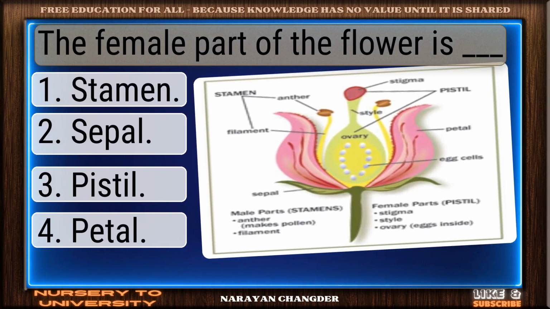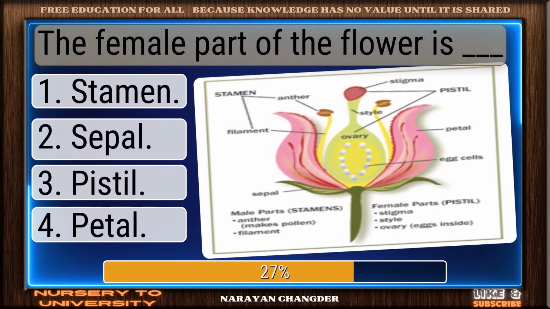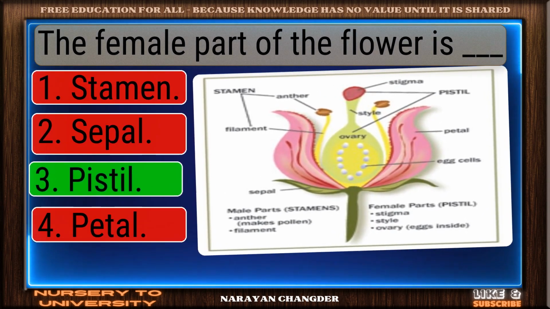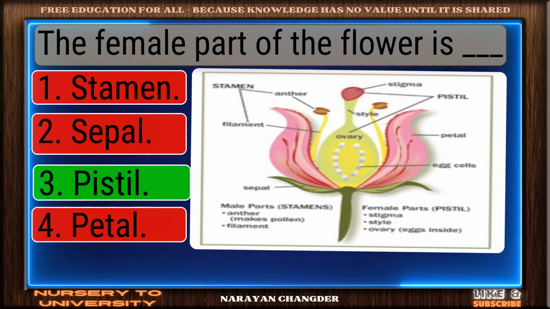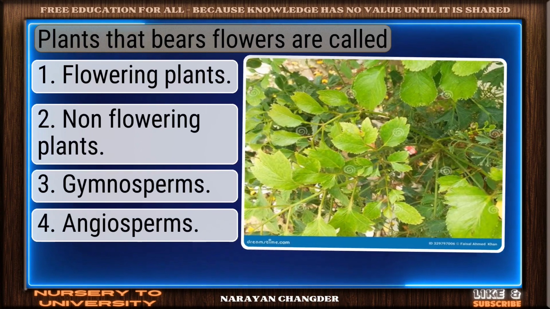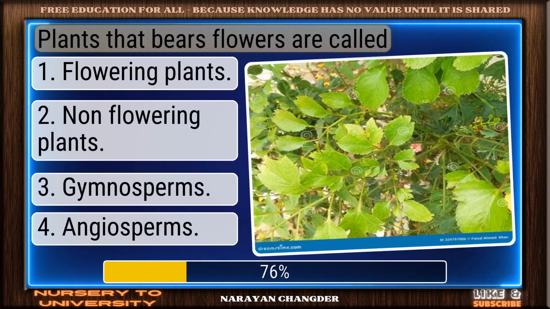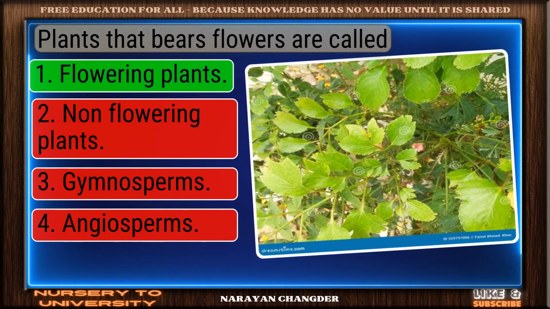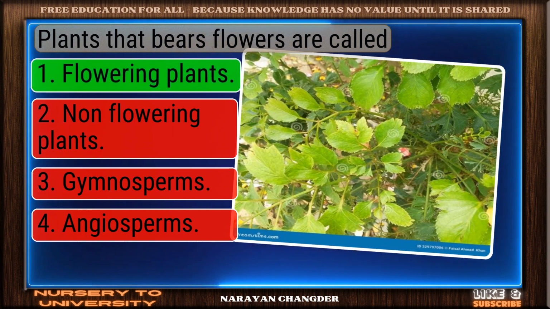The female part of the flower is dash. Excellent. Pistil is a brilliant choice. Plants that bear flowers are called. Bravo. Flowering plants is the answer.